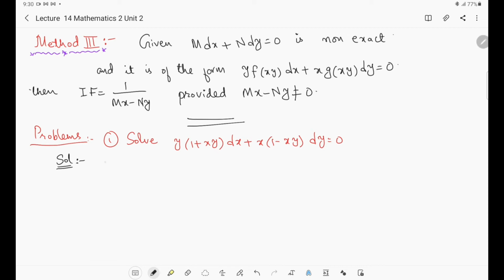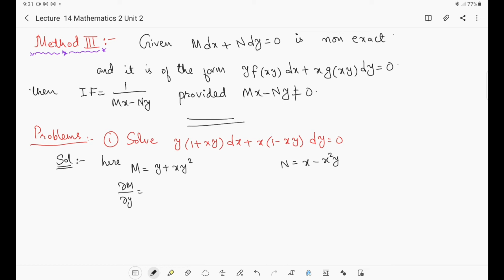First we have to write what M is. Here M is given by, you multiply this y inside, y plus xy square, and find N. So N is given by x minus x square y. Now find dou M by dou y. If the equation is of the form M dx plus N dy equals 0, then first we have to check whether it is exact or not.